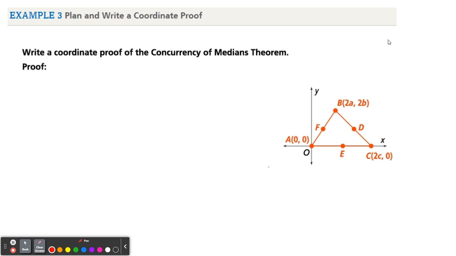So if you recall what a median is, a median in a triangle connects a vertex to the midpoint of the opposite side. Where they intersect is called the centroid. So we are trying to prove the concurrency of the medians, which means that this point, the centroid, is on all 3 medians, or that the medians are concurrent, meaning they all intersect at the same point.